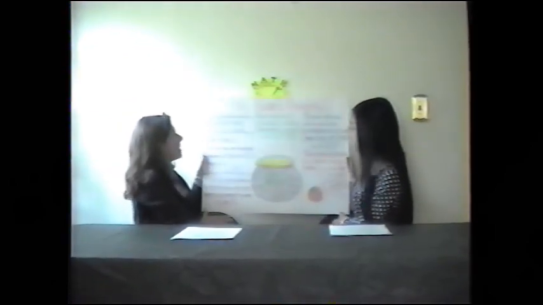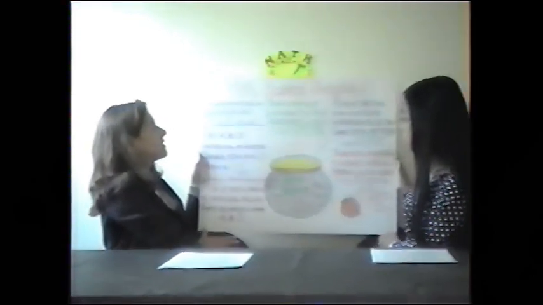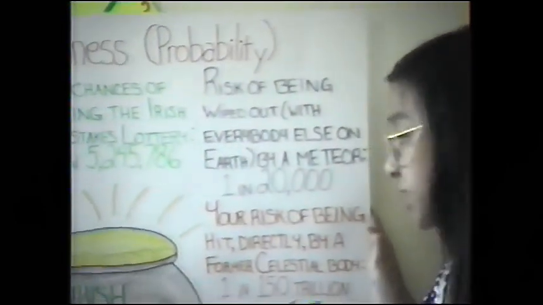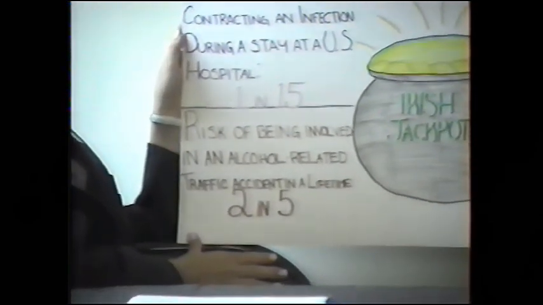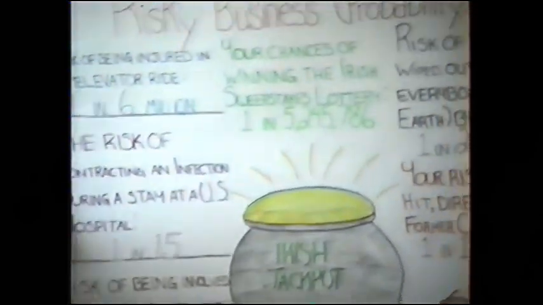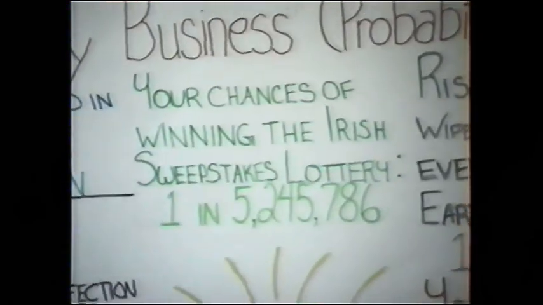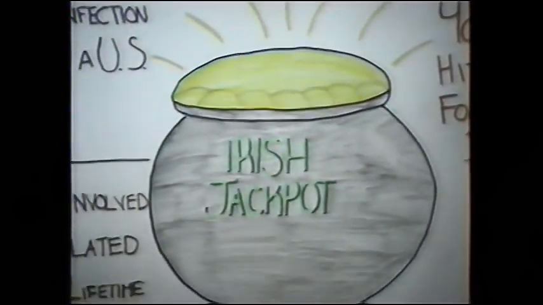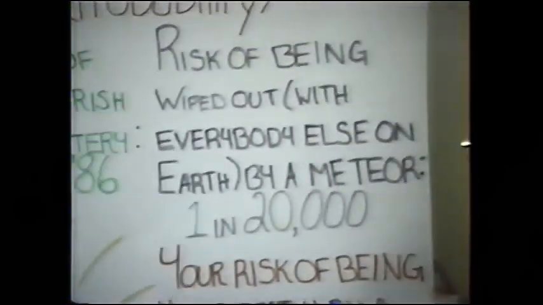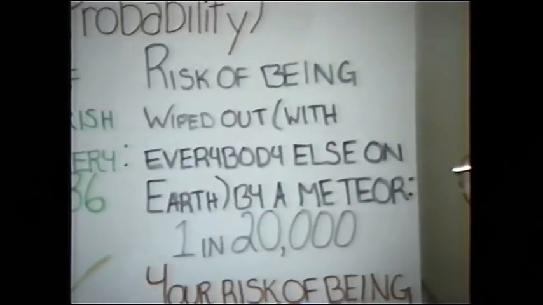The risk of being injured in an elevator ride is 1 in 6 million. The risk of contracting an infection during a stay at a U.S. hospital is 1 in 15. The risk of being involved in an alcohol-related traffic accident in a lifetime is 2 in 5. Your chances of winning the Irish Sweepstakes lottery are 1 in 5,245,786. The risk of being wiped out with everybody else on Earth by a meteor is 1 in 20,000.